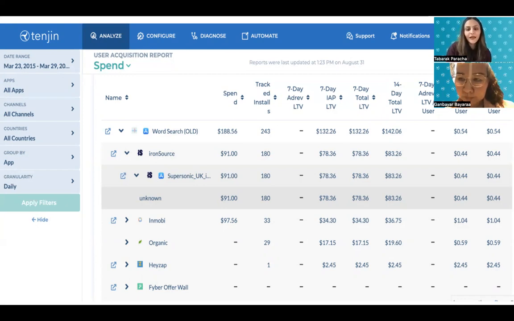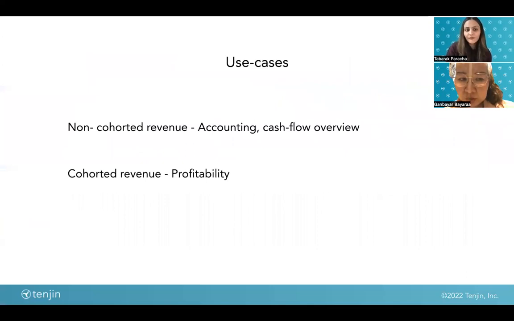Thank you. And I'm wondering, how do companies use these metrics? So the use cases are usually about the non-cohorted revenues. It's accounting based and also for cash flow planning and overview purposes. So for example, the ad revenue metric is going to show you how much the monetization channel owes you for that particular day. And then just as an overview, the success of that channel.